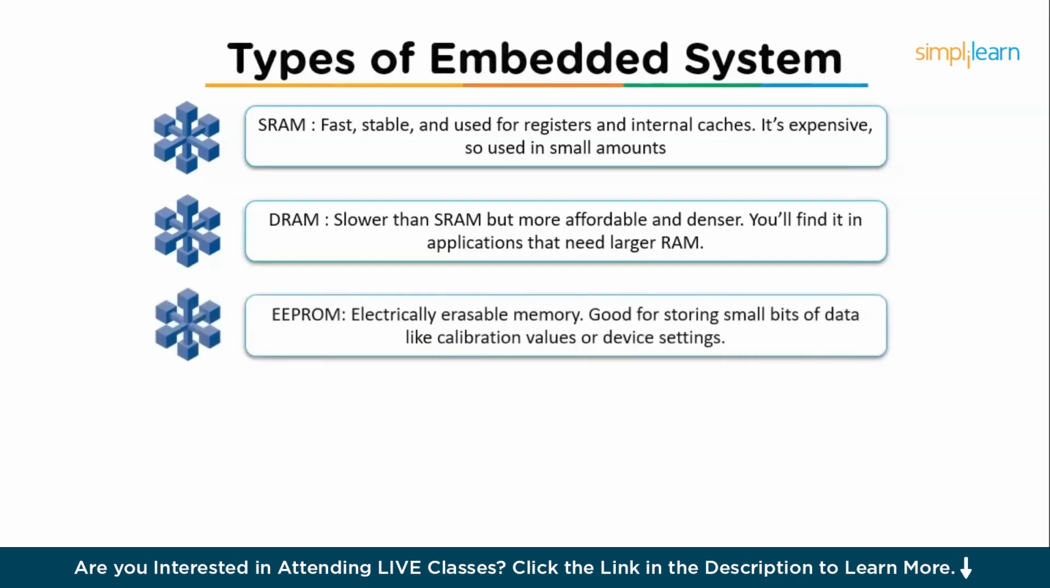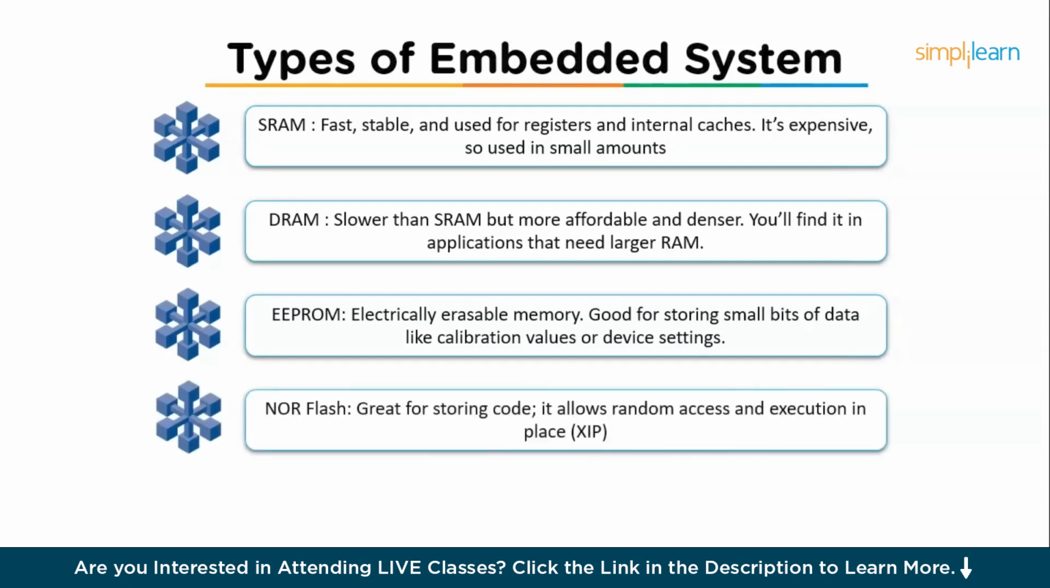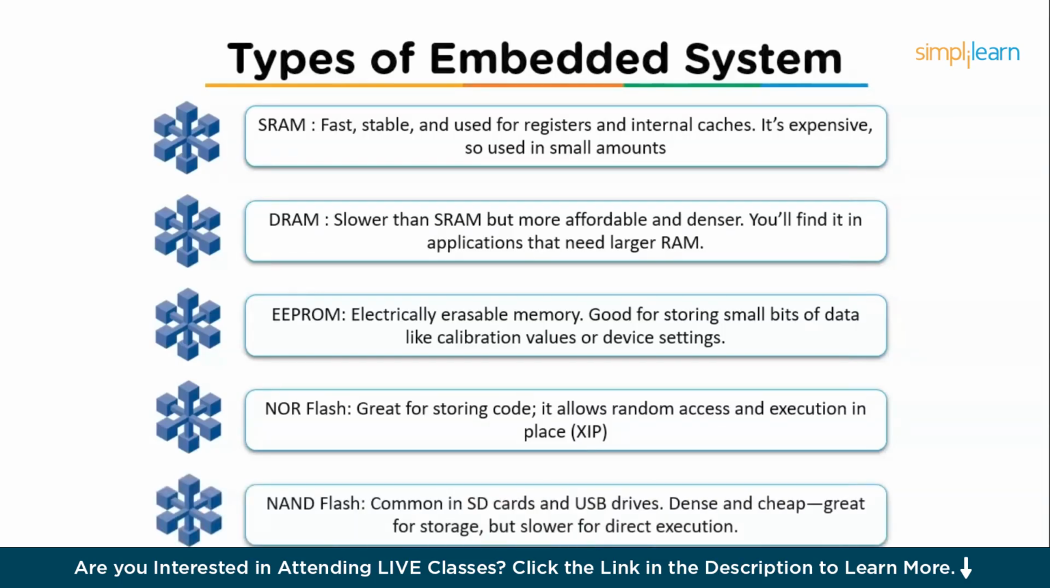Then we have EEPROM, that is electrically erasable memory. Good for storing small bits of data like calibration values or device settings. Then we have NOR flash. It is great for storing code. It allows random access and execution in place, that is XIP. Then we have NAND flash, common in SD cards and USB drives. It is dense and cheap, great for storage but slower for direct execution. So each of these memory types is like a tool in a toolbox.